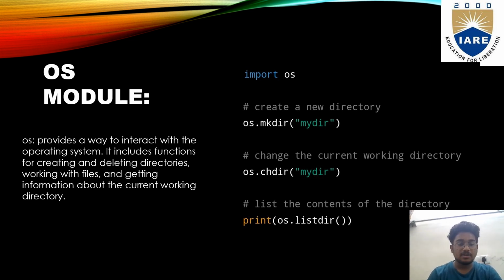Now, file management. An operating system's primary function is to manage files and folders.